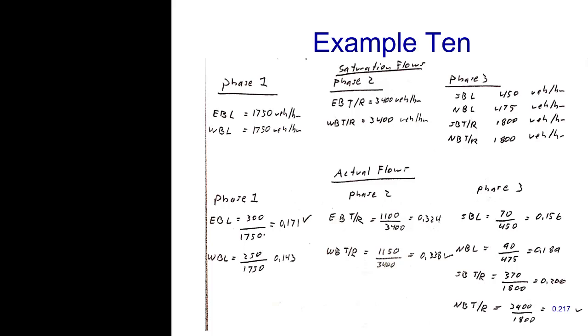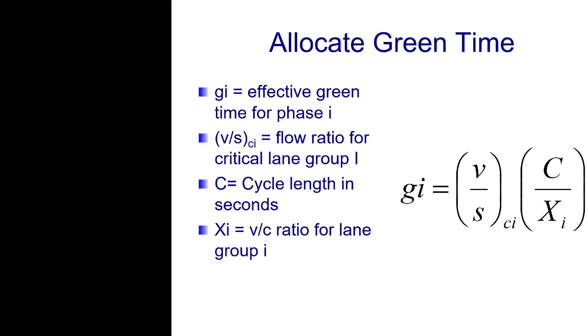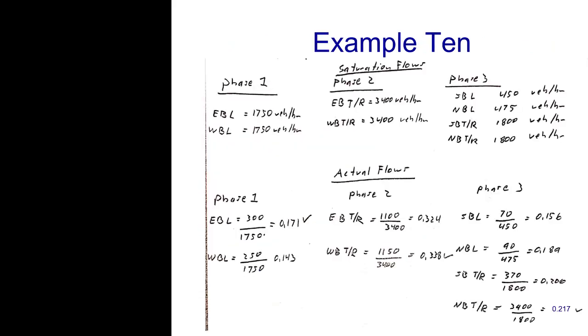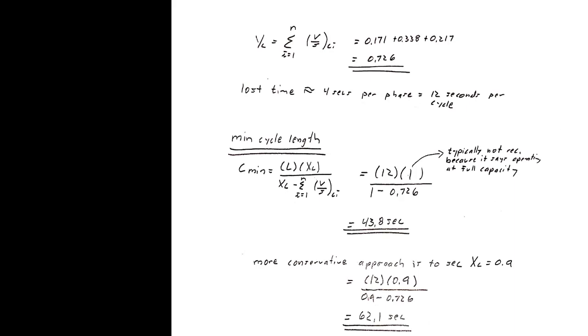In the cases there, all the ones with the checks are the highest ratio in the problem. So those are the ones that you use for your V/S here, here, and here. Only one V/S per critical group. Minimum cycle length: C equals L X_c over X_c minus the summation of V/S. In this case you can assume X is 1, meaning at full capacity. That's equal to 43.8 seconds.